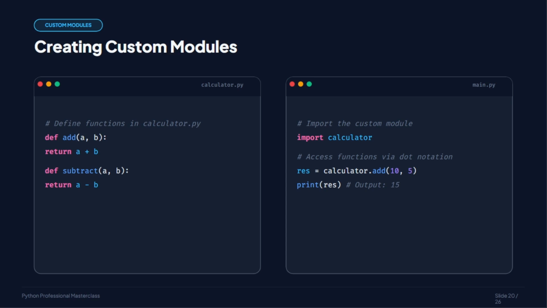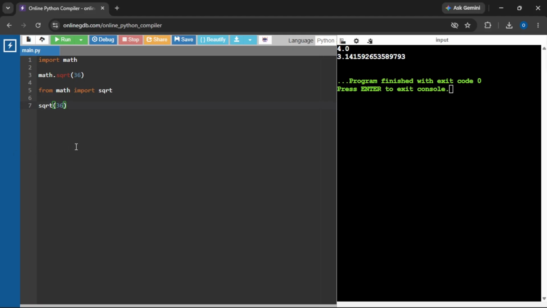Let's create our own custom module. Suppose we have two files. The first file is named calculator.py and the second file is named main.py. For the first file, we will go with the code. Now let's understand this. We created two simple functions. The first function adds two numbers and the second function subtracts. There is no main program here. The file only stores reusable code. That's why it becomes a module.